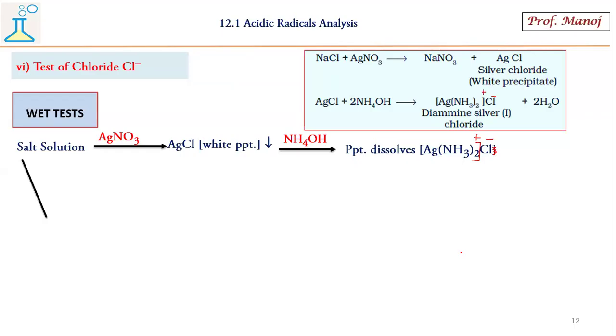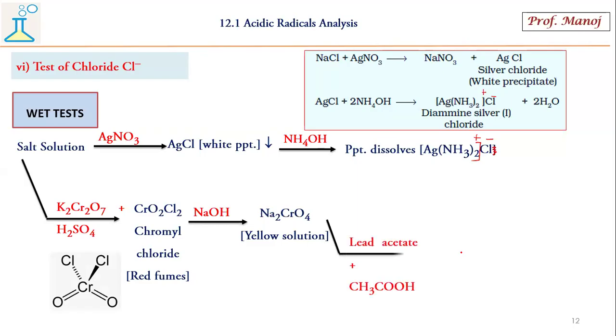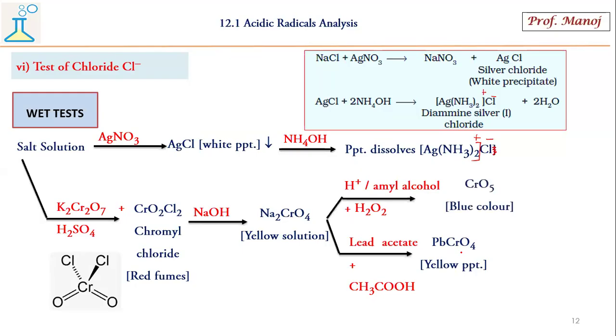Another test you will recall, क्योंकि हम लोग ने ये P block में किया हुआ है, sorry D block में किया हुआ है. This is dichromate sulfuric acid producing red fumes of chromyl chloride. This is the chromyl chloride structure, which when treated further with NaOH produces sodium chromate, yellow solution, and this can be tested in two ways. Either treat with lead acetate, it forms lead chromate yellow PPT, or test with acid amyl alcohol and hydrogen peroxide, it gives you CrO5.